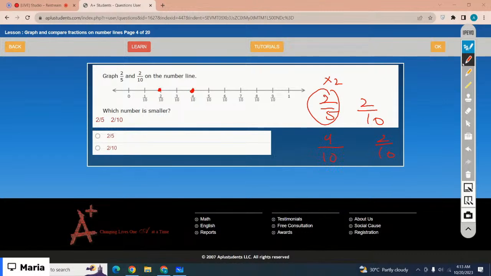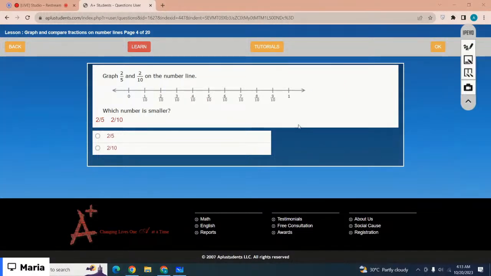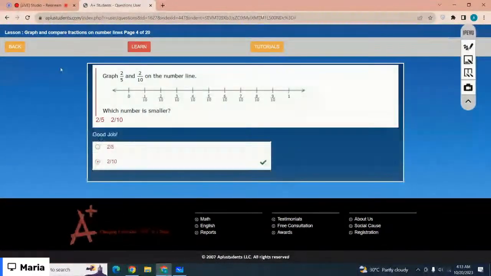So which is smaller? Yes, 2 over 10 is smaller. Very good. The correct option is 2 over 10. Okay, you can complete the lesson by yourself later today. Let me just move on to the next lesson.